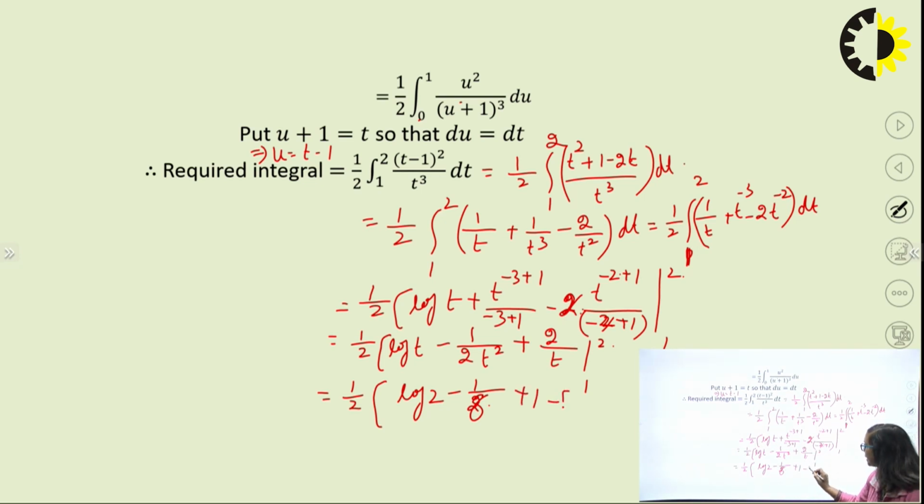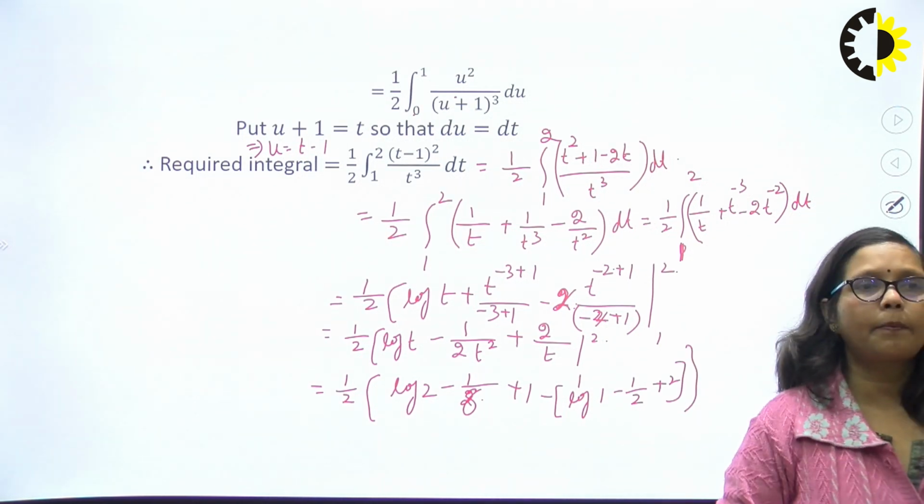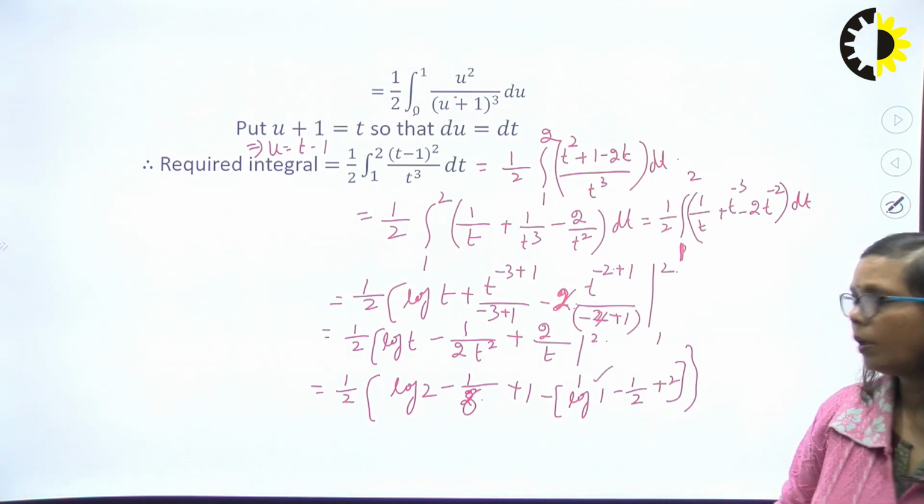Minus, I keep a minus over here. For the lower limit, I get log 1. Put t equal to 1, I get minus 1 by 2. Put t equal to 1 over here, I get plus 2 over here. This we have obtained by using this one. Now what's happening? Log 1 is 0, we all know.